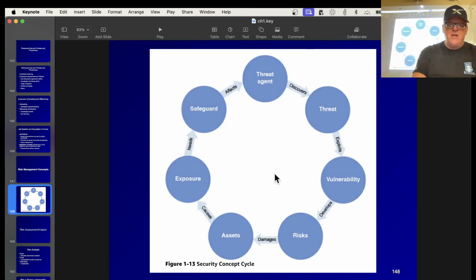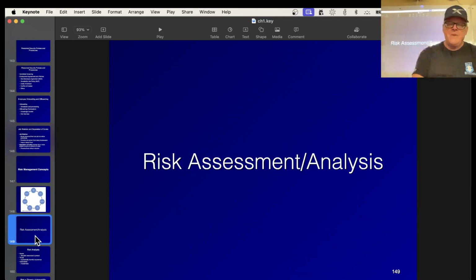So risk management concepts, you have a circle here. You determine what your assets are, then you determine what dangers they're exposed to and what safeguards are going to protect them. You consider the people that might attack you. Those are the threat agents. The threats are the bad things that might happen. The vulnerabilities are the weaknesses that might allow that threat to harm you. And the risk is the quantitative measurement of how much real harm you would experience from that. And you can go around a cycle here, improving your defenses.